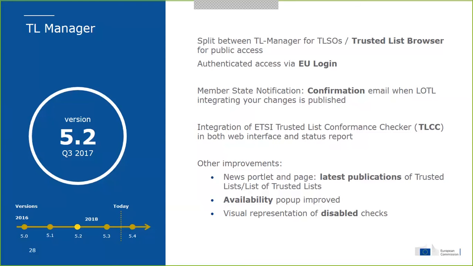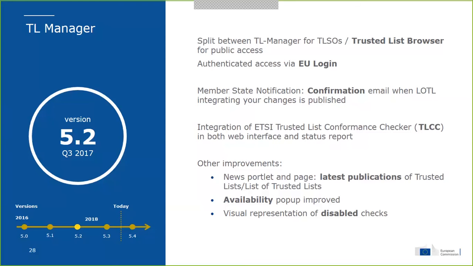One thing not to forget is the fact that there is a news portlet that some of you certainly know. So on the home page, on the Trust Backbone view of TL Manager, you can see that there is a small portlet on the top with the three last publications of Trusted List. So this is where you can see if TL Manager has correctly detected the publication of your Trusted List. So suppose for some reason you don't receive an email confirming that we detected the publication of your Trusted List, you can have a look there and you will be sure that it has been detected. That is the portlet that is known.